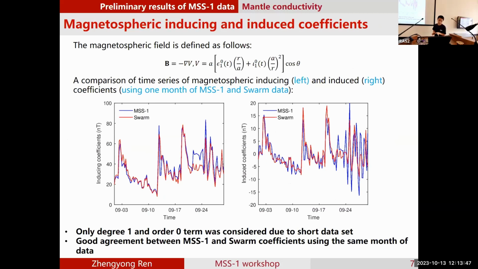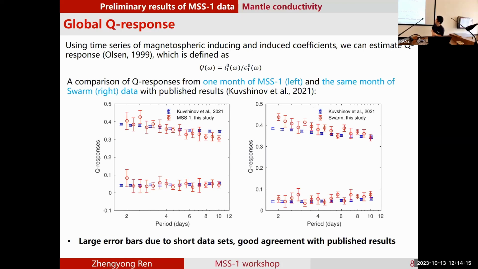Here, the magnetospheric field is defined as follows, and only the degree 1 and order 0 term was considered due to the very short data set. And here, the figure shows a comparison of time series of the inducing and the induced coefficients. We found a good agreement between MS1 and Swarm coefficients. And using this time series, we can estimate the Q response, which relates the induced coefficients to the inducing coefficients at an angular frequency of omega.